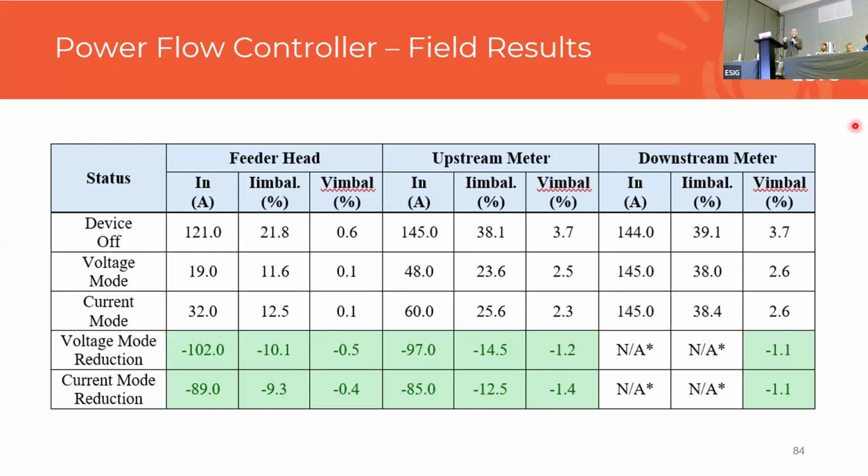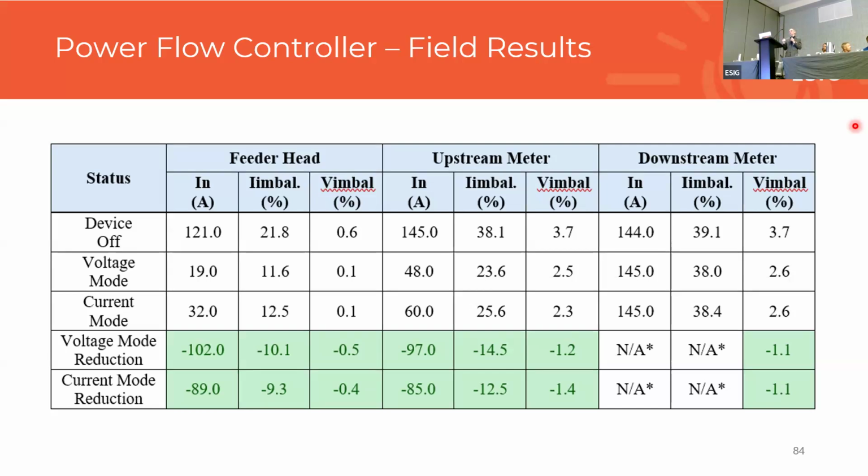Voltage imbalance, as measured at the feeder head, was a 0.5% reduction and 0.4%. You typically don't see as much of that reduction at the feeder head because your voltages are already pretty tight. At the upstream meter, we see voltage imbalance be more pronounced, a 1.2 to 1.4% reduction. So it was going from 3.7% and it dropped down to 2.5.